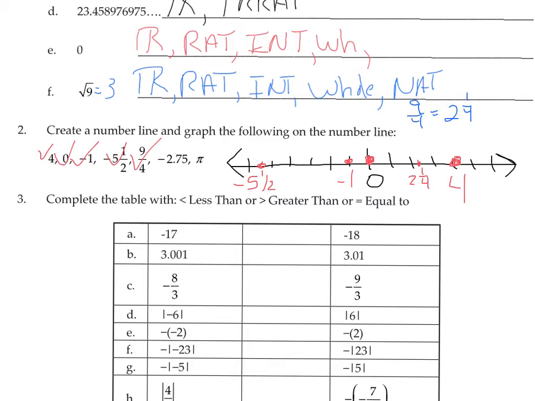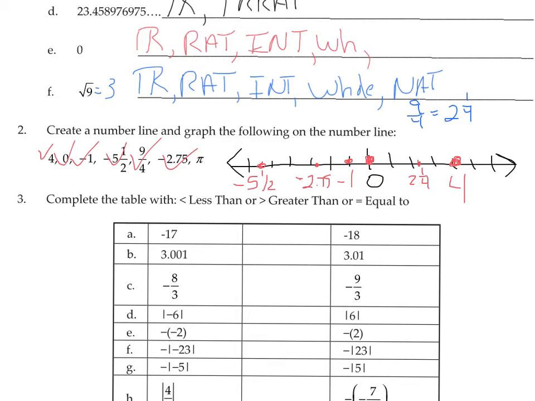-2.75. That's -1, -2, -3. -2.75 is 3/4 of the way between -2 and -3. So we'll mark it off right here. -2.75.